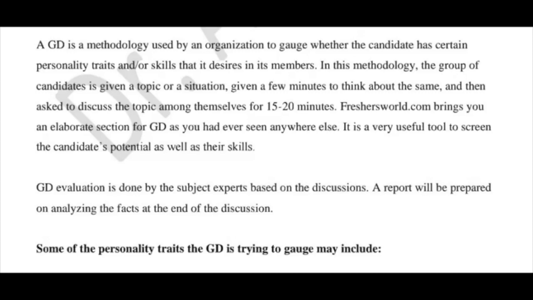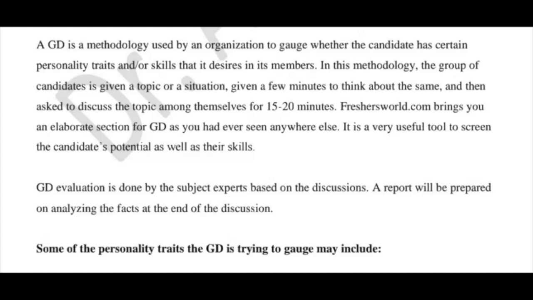Now, please remember that GD is a situation where you have to give your best. But please remember not to let down others. You are there to prove your forte, to prove your excellence, not to prove that somebody doesn't deserve to be here.